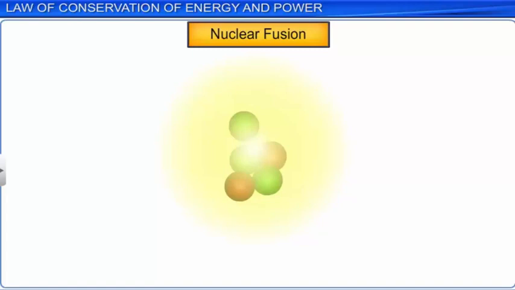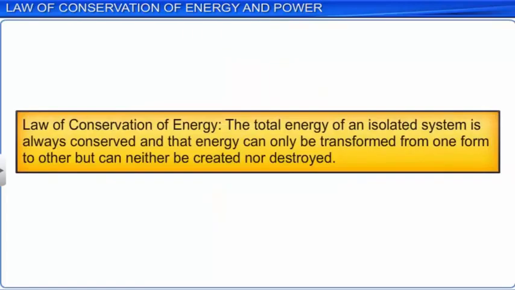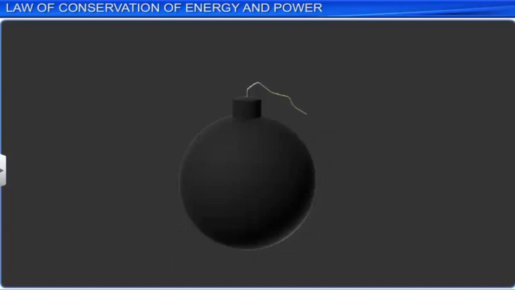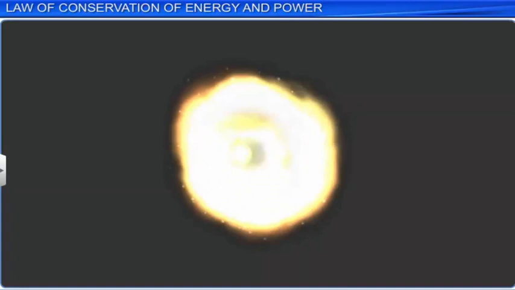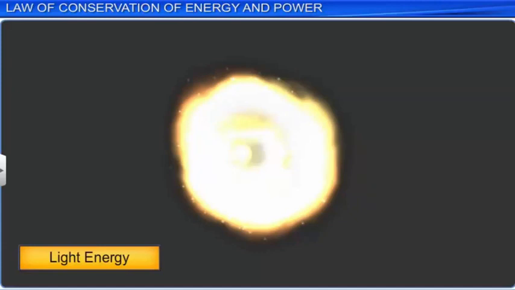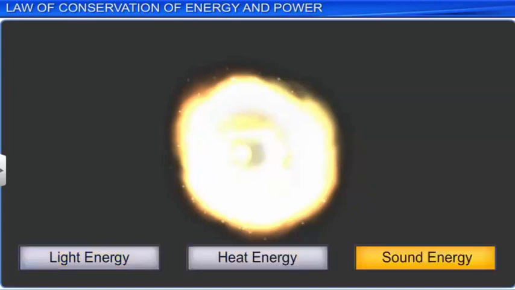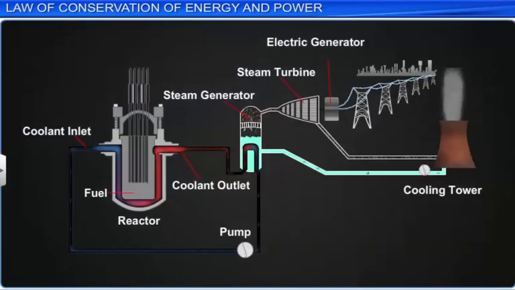The law of conservation of energy states that the total energy of an isolated system is always conserved and that energy can only be transformed from one form to another, but can neither be created nor destroyed. For example, when a firecracker explodes, the chemical energy stored in it is converted into light, heat, and sound energy. Nuclear energy is used to produce electrical energy in a nuclear reactor.